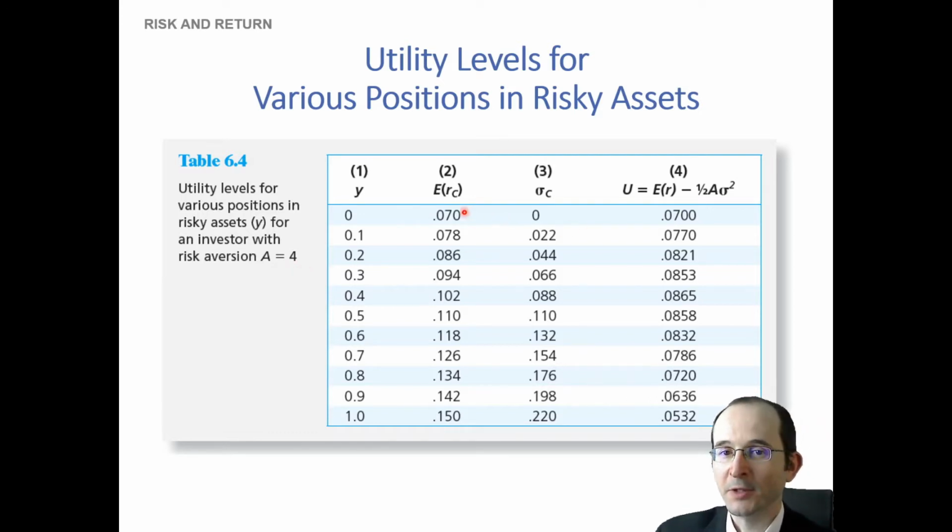Now, given these combinations of expected returns and standard deviations for the complete portfolio, we plug them into the utility function and compute the utility scores. We go through these and see which one has the highest value, and it looks like it's this one. In other words, when we allocate 40% to the risky asset and therefore 60% to the risk-free asset, that maximizes the utility for this investor with a coefficient of risk aversion of 4.